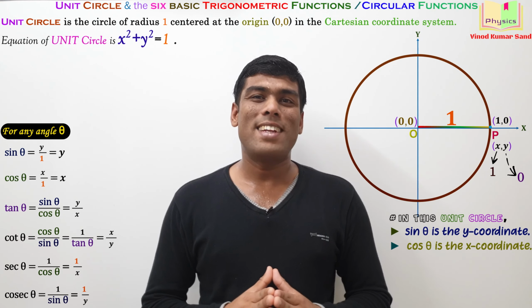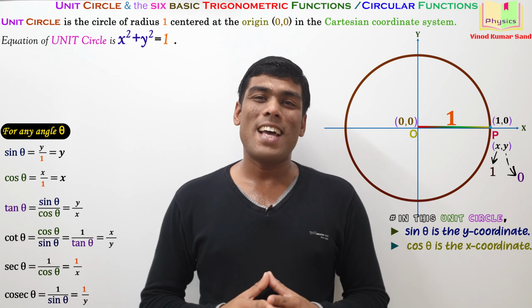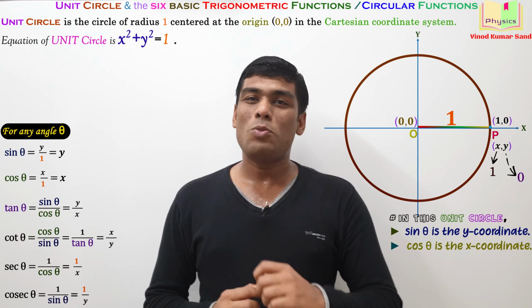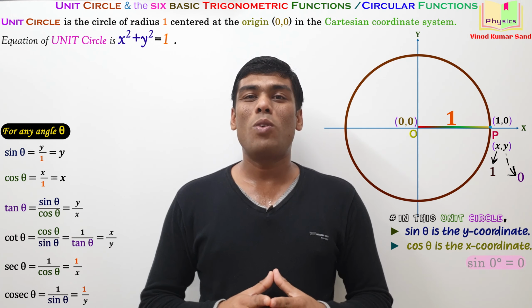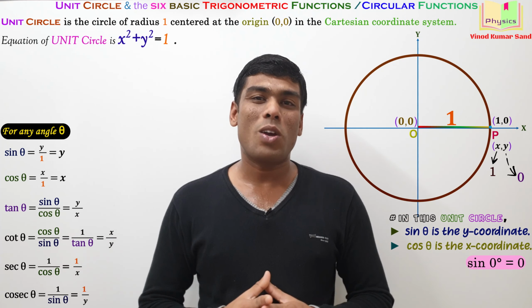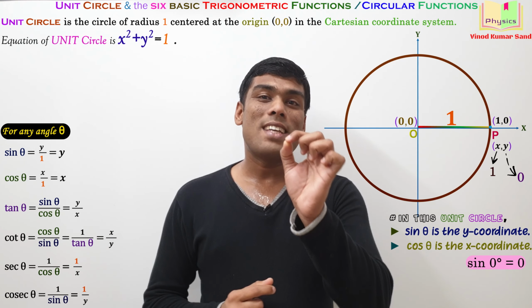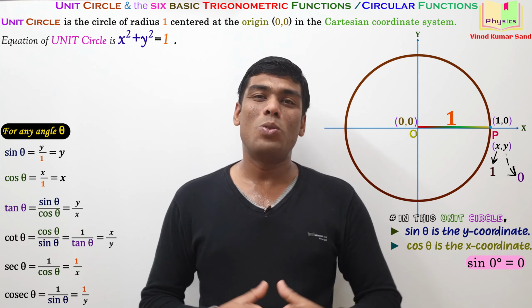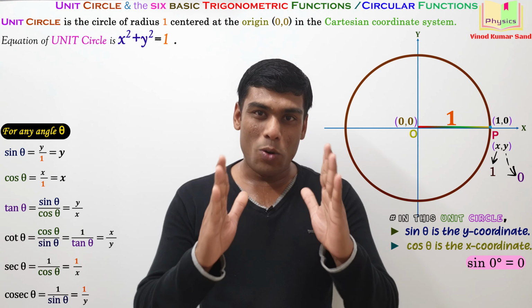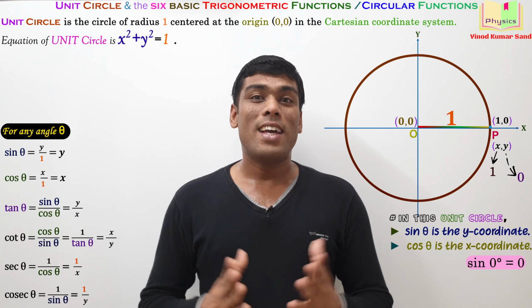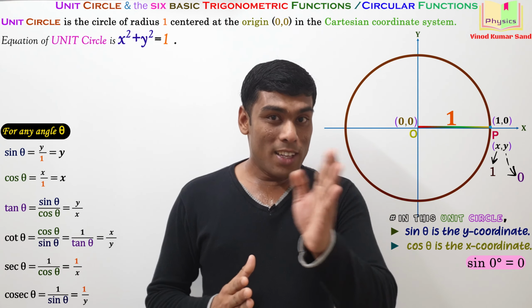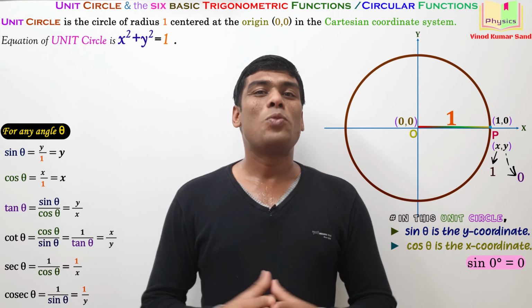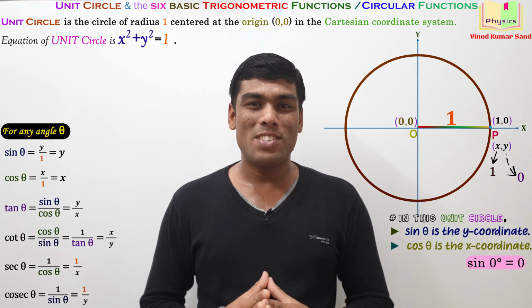Now look back at the definitions. What was the sin theta? Sin theta was the y coordinate, means sin 0 degree here will be equal to the value of y coordinate, which is equal to 0. So the sin 0 degree is equal to 0. I hope you understand the logic. And see, there is no triangle with the 0 degree, but using the unit circle we can obtain the value of the sin 0 degree.